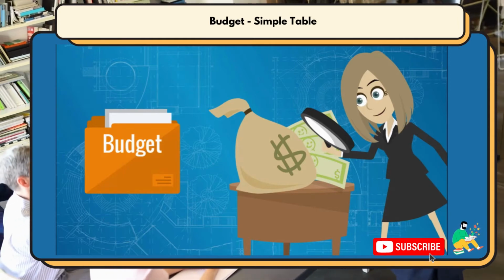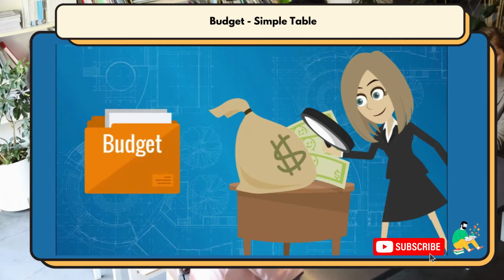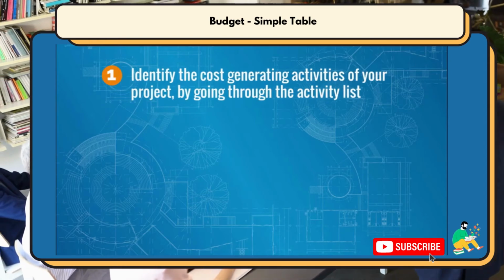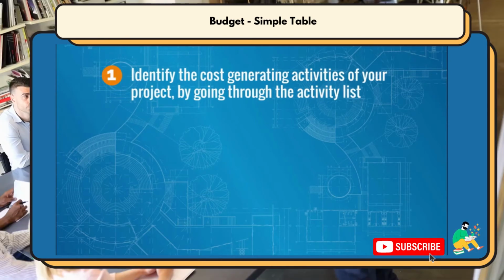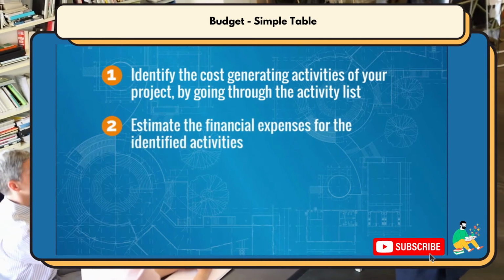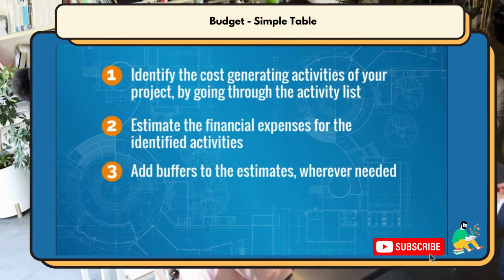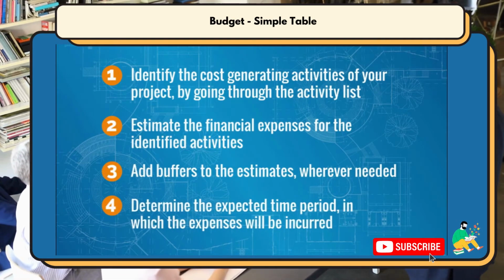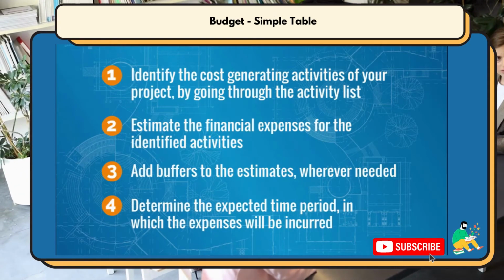We are already familiar with the budgeting point from the cost planning lessons. Remember? Let's quickly repeat these steps. 1. Identify the cost-generating activities of your project by going through the activity list. 2. Estimate the financial expenses for the identified activities. 3. Add buffers to the estimates wherever needed. And finally, 4. Determine the expected time period in which the expenses will be incurred.